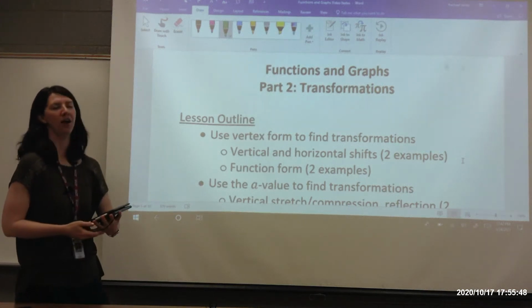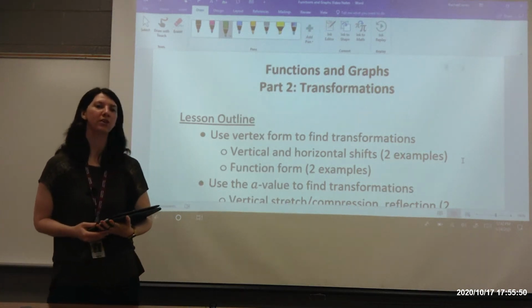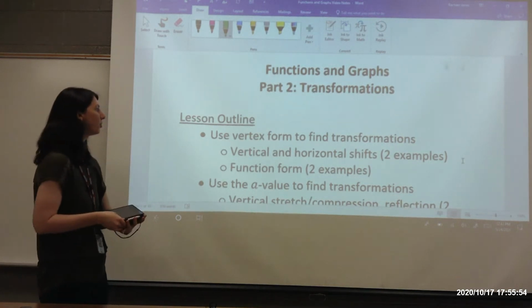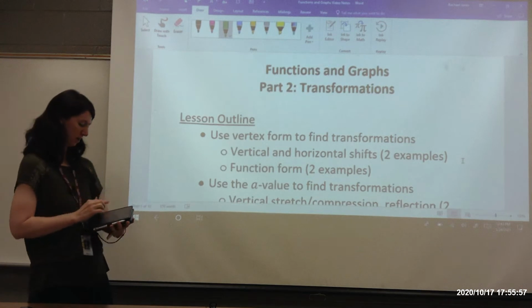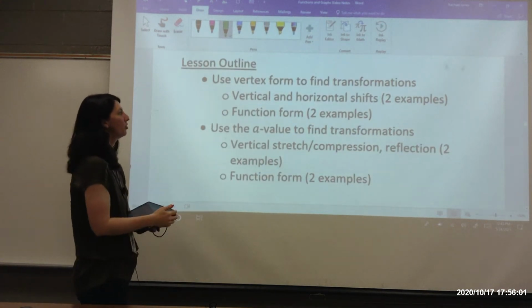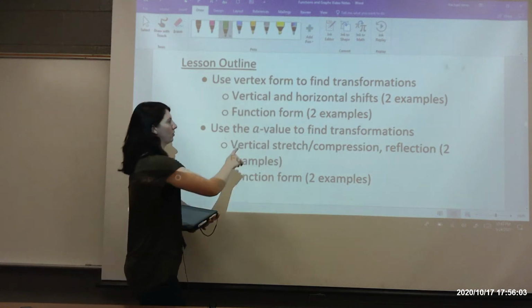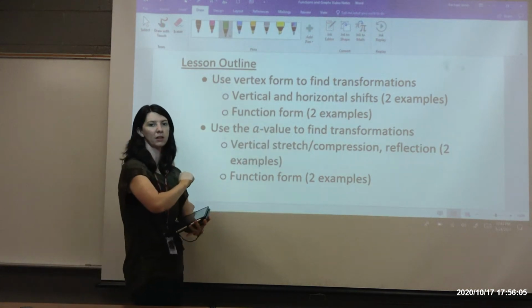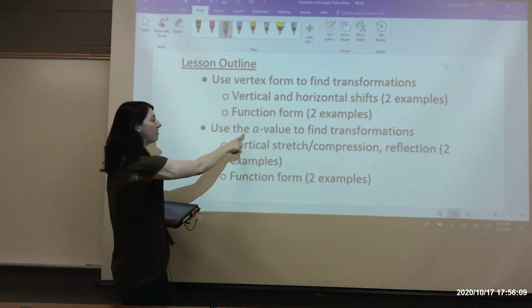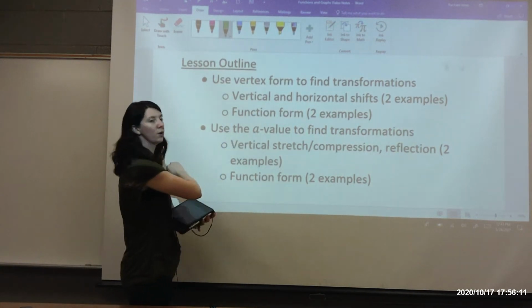In part 2 of functions and graphs, we're going to be focusing on transformations of graphs. And this really shows you how beneficial vertex form is. So first we're going to use vertex form to find transformations. We'll focus on vertical and horizontal shifts. We'll see what that looks like in function form as well. And then we'll look at the a value, that leading coefficient, to see what it does.